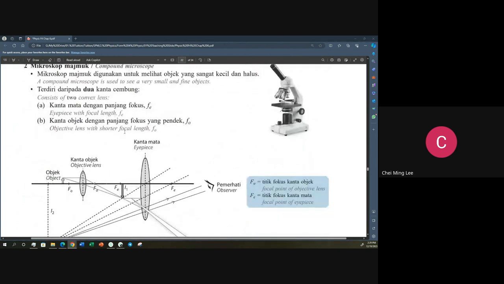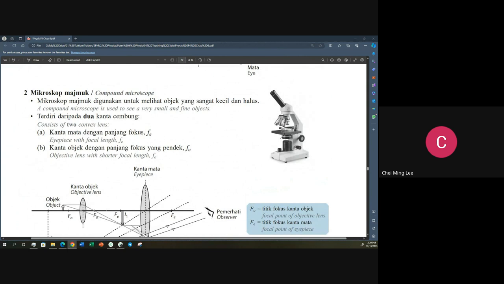So then next, for the compound microscope, it is used to see a very small and fine object. It consists of two convex lenses. The first one is the eyepiece with a focal length of FE, and the objective lens with a shorter focal length FO.